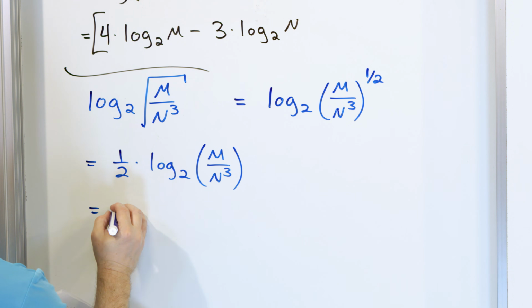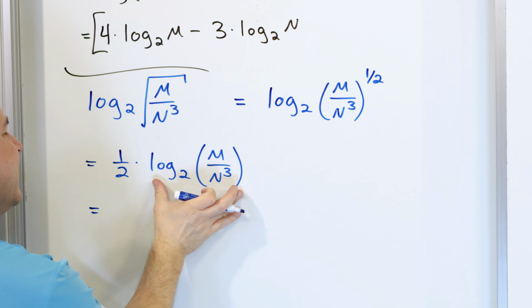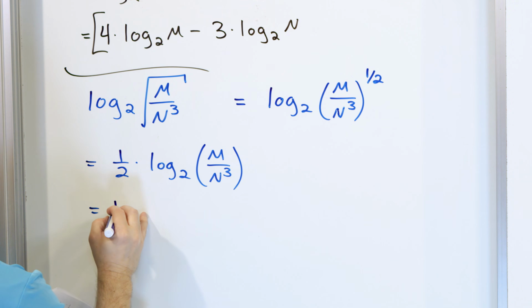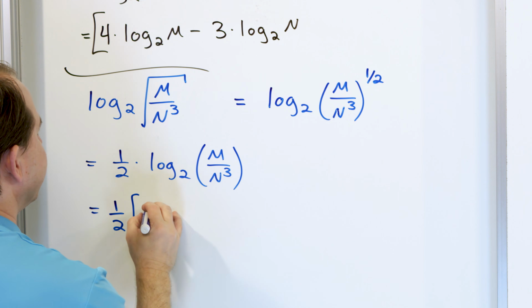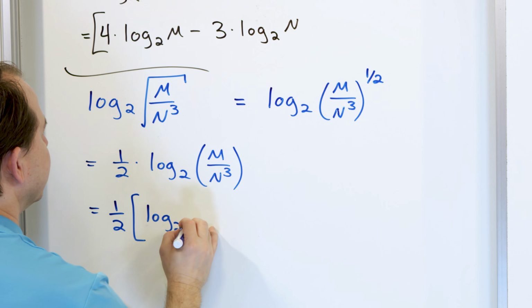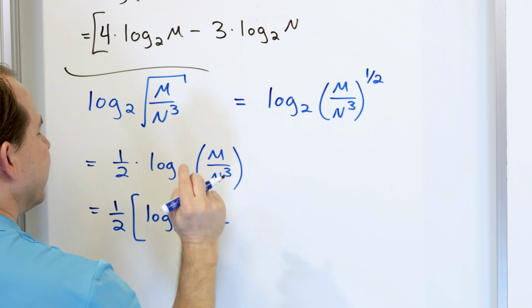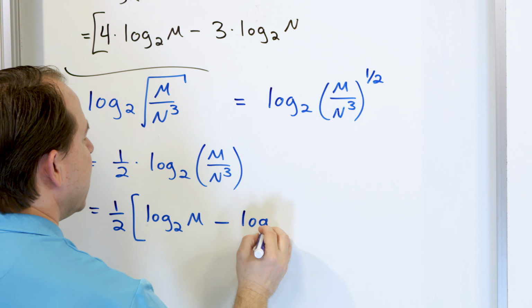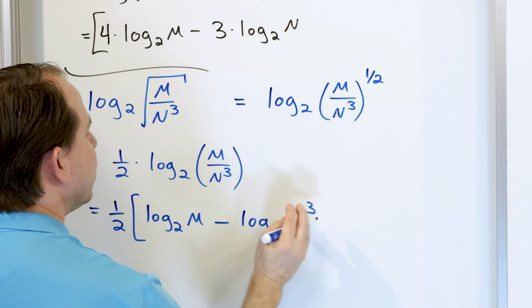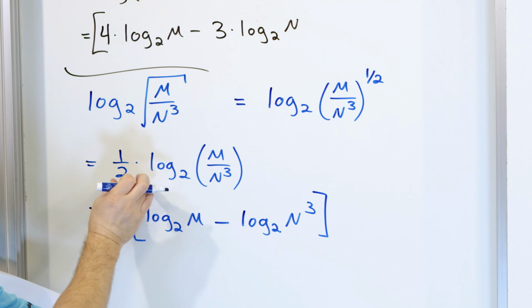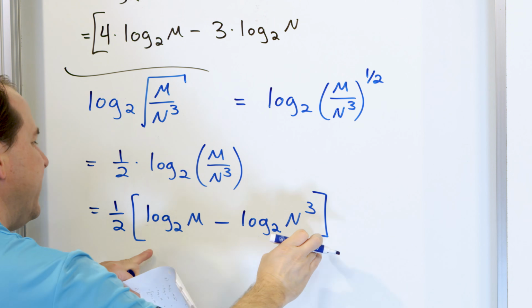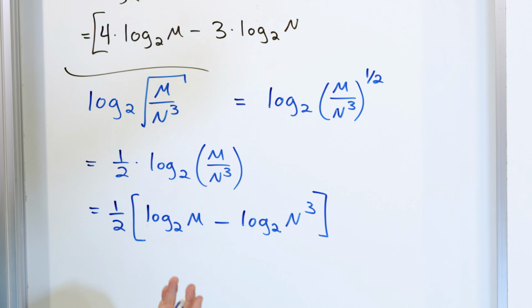So then what you'll have is, now this 1/2 is multiplied times the log of the final result. So you really should open up a bracket or parentheses, because this is going to expand to logarithm base 2 of m minus, because it's division, logarithm base 2 of n to the third power, because that is what is on the bottom. Now this whole thing is in a bracket because it's 1/2 times this. There's a bunch of different ways you can do it if you want. Let's just do it like this.